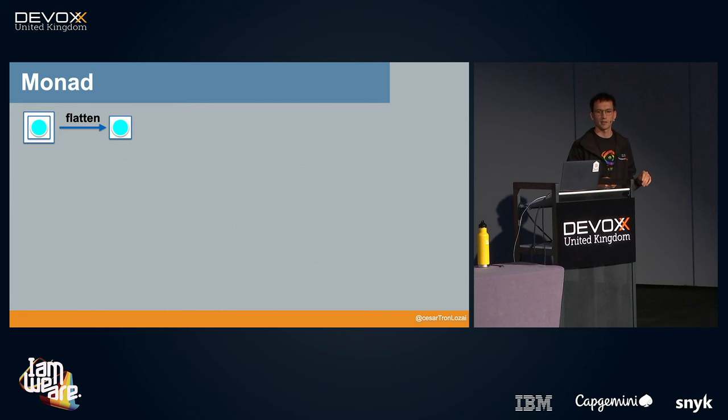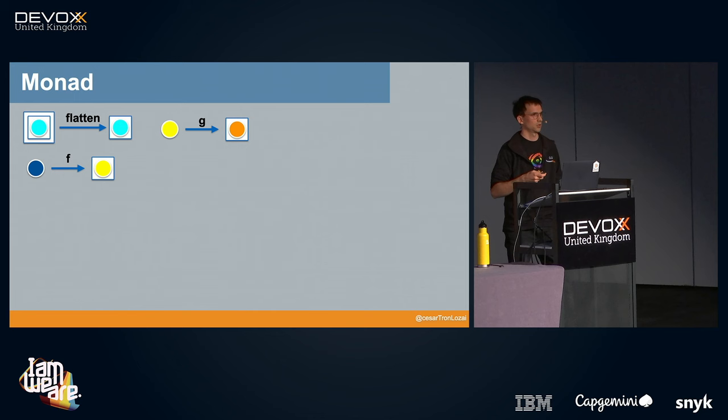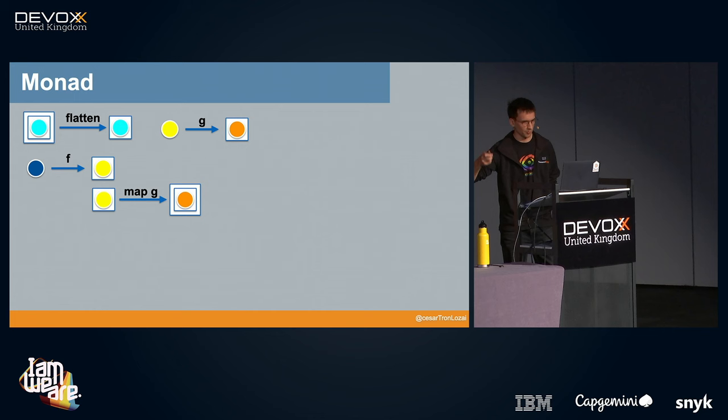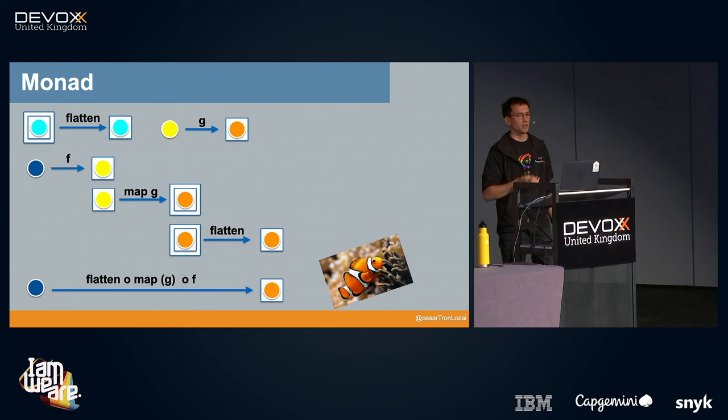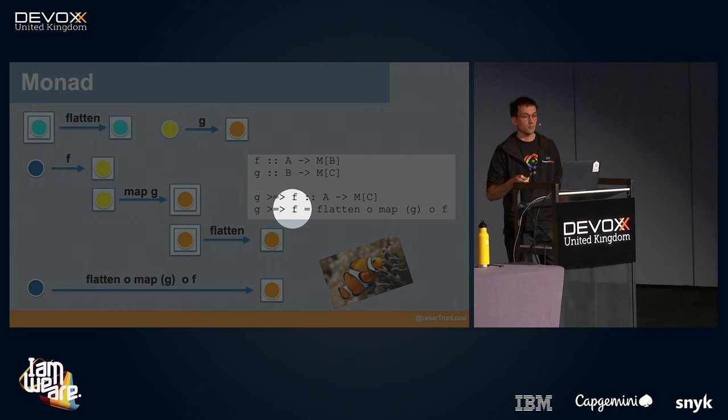We start with blue, we go to yellow in the box. Now we apply map G. We have orange in a box, then we apply flatten, orange in a box. And if we do flatten after map G after F, we get the fish. We found the fish. That's what we were looking for from the beginning. And if we look at the types, this is exactly how to implement this fish operator. We just need to say flatten after map after F. First we apply F, then map, then flatten.